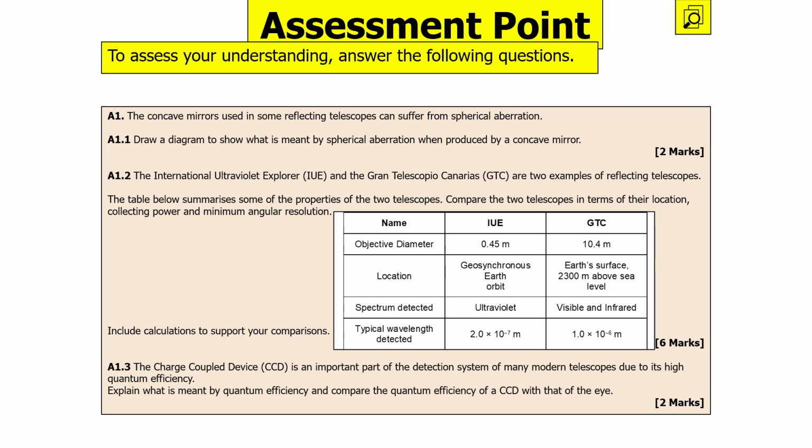And the charge coupled device, the CCD, is an important part of the detection system of many modern telescopes due to its high quantum efficiency. Explain what is meant by the term quantum efficiency and compare the quantum efficiency of a CCD with that of the eye. So pause the video now, then unpause the video when you want to go through your answers.